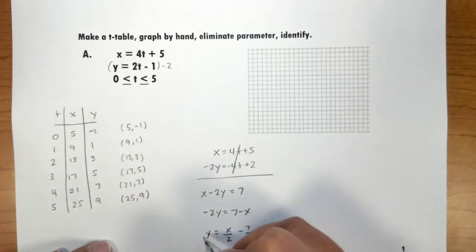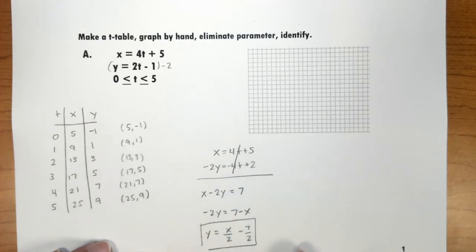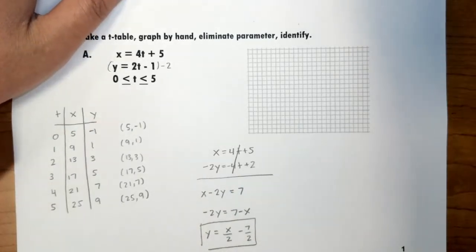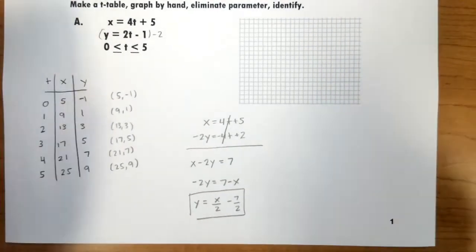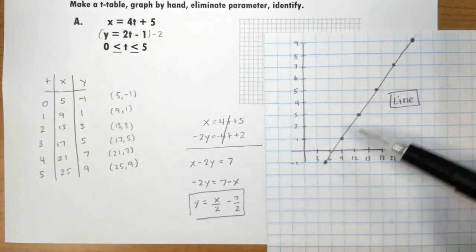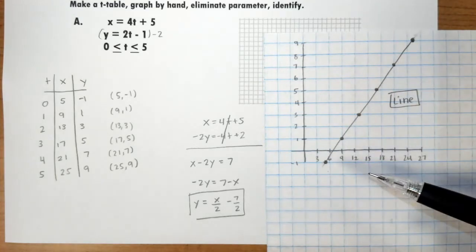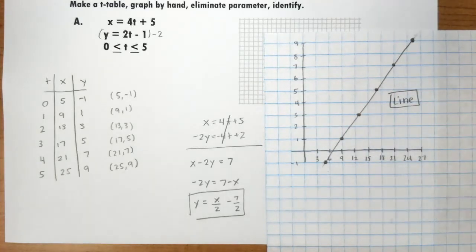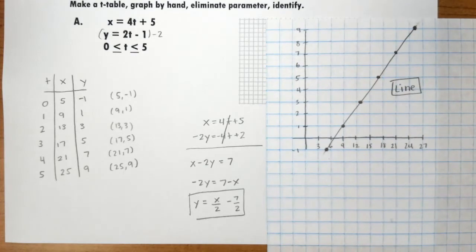That's our equation. So let me move this up. Y is equal to 1/2 x minus 7/2. That is the equation that represents this line that we just graphed. Okay, example A done. Let's do one more on this video.